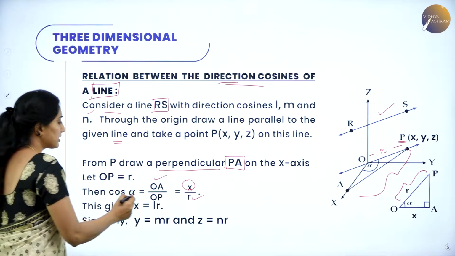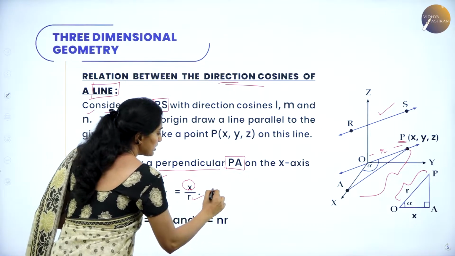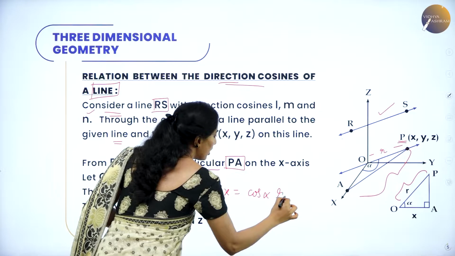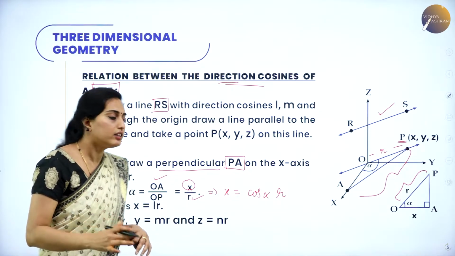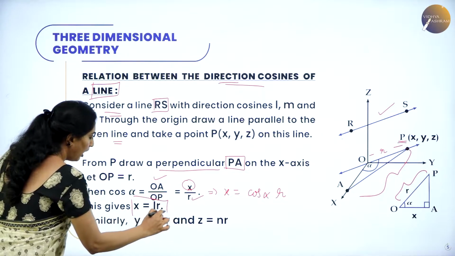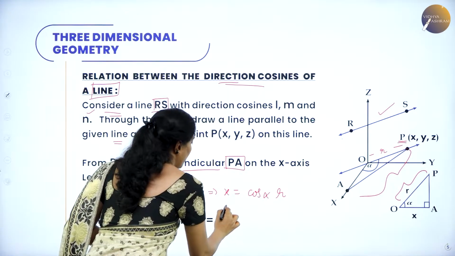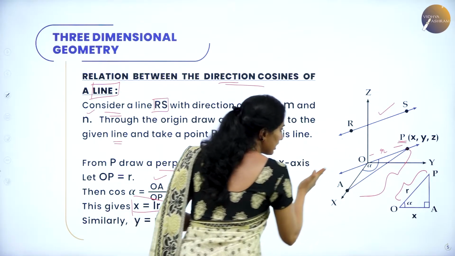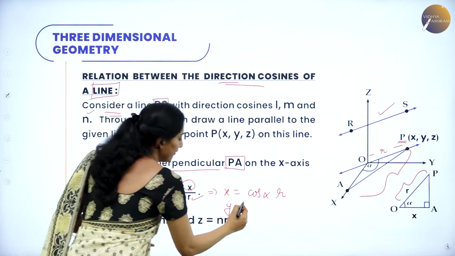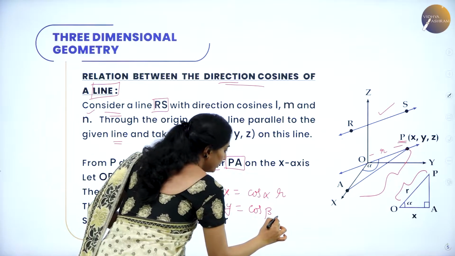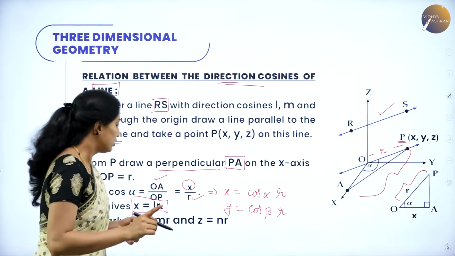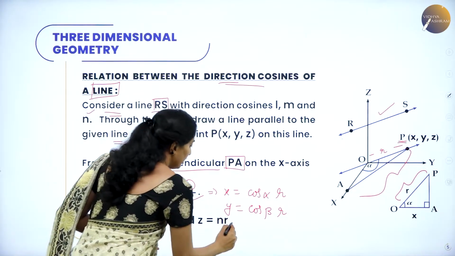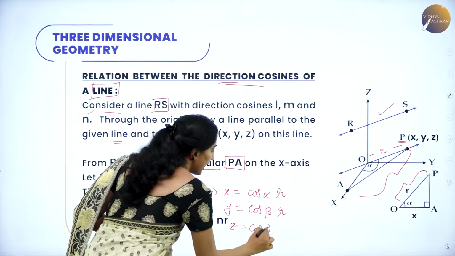Otherwise, we write x is equal to cos alpha into r. So what is cos alpha? We know that cos alpha is l, so x is equal to lr. Similarly, if you take the line along the y-axis, parallel to the y-axis, then y is equal to cos beta into r. What is cos beta, dears? m. So y is equal to mr. Similarly, along the z-axis, z is equal to cos gamma into r.